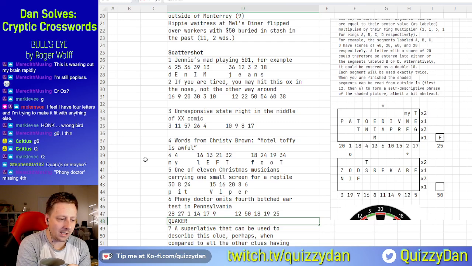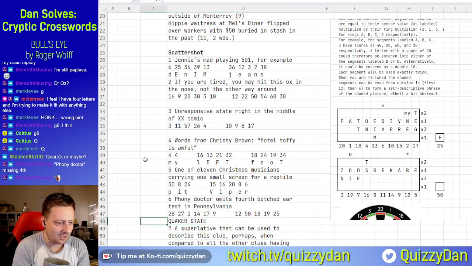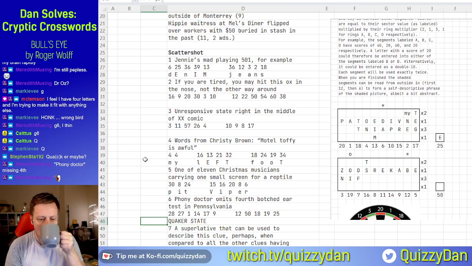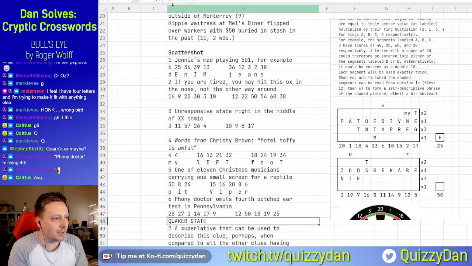Botched ear, so we're going to ER and then A. Test. Test exam. Or is it just an anagram of ear test? Probably ear test. So we've got Quaker State. Yeah? Quaker State. There's your anagram of ear test. That is ER State. So Pennsylvania's the Quaker State. There we go.